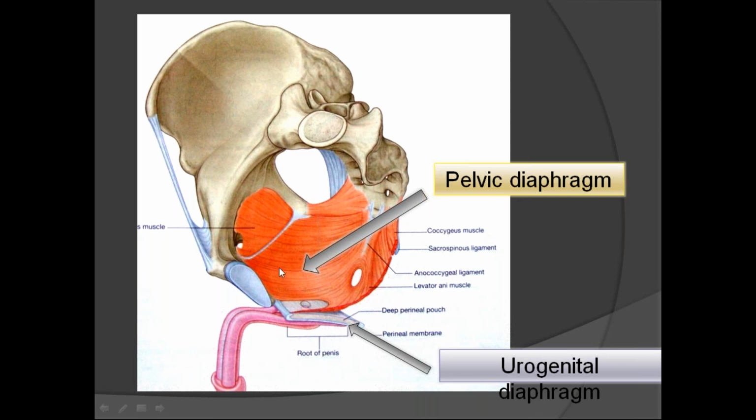Pelvic diaphragm. So what is meant by perineum? Perineum is a region situated below the pelvic diaphragm. That's why pelvic diaphragm is above, urogenital diaphragm is below. This is urogenital diaphragm. So urogenital diaphragm is formed by two muscles called sphincter urethrae and deep transverse perineae. So pelvic diaphragm is above and urogenital diaphragm is below, right?